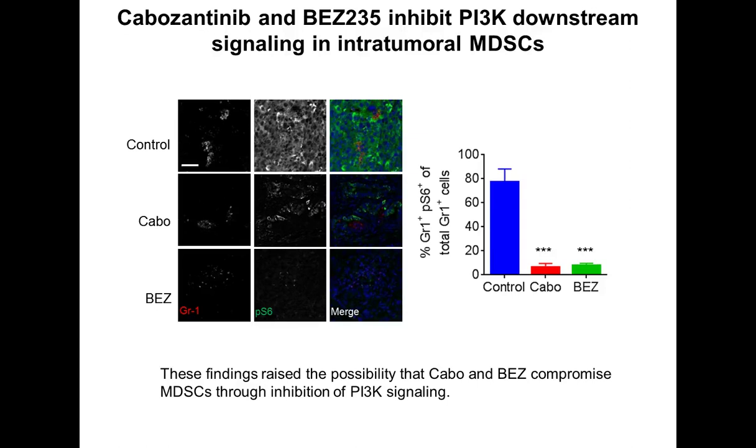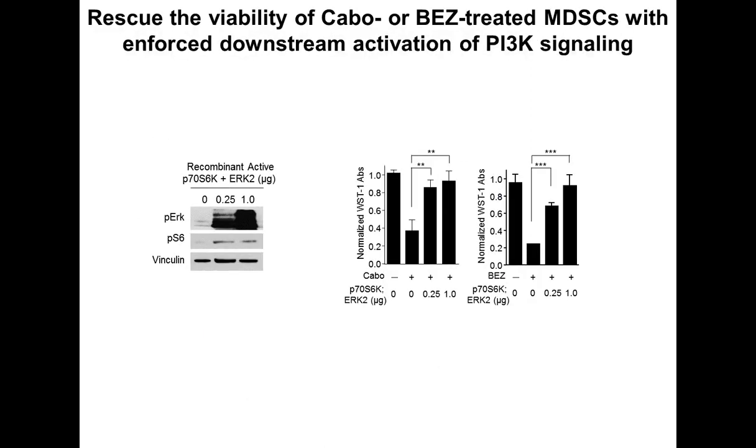So this finding is consistent with our hypothesis that cabo or BEZ compromise MDSC activity through inhibition of PI3K signaling. But these are correlative, so we need to provide some direct evidence for the idea. So we use this protein transfection method. MDSCs are not easy to manipulate genetically, but we optimized the approach so that we can use this protein transfection method to have some impact on the signaling of the MDSCs.